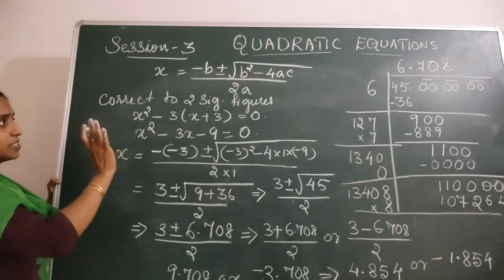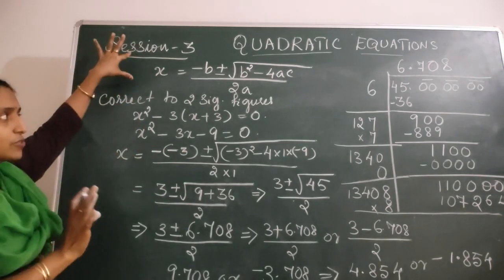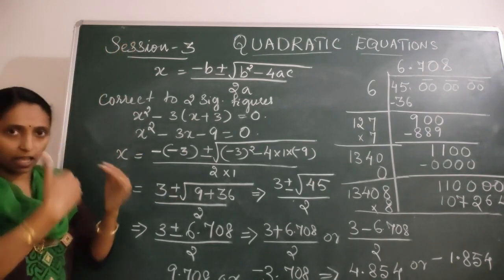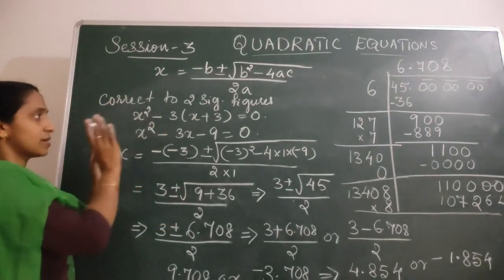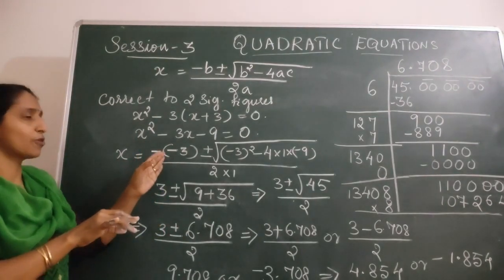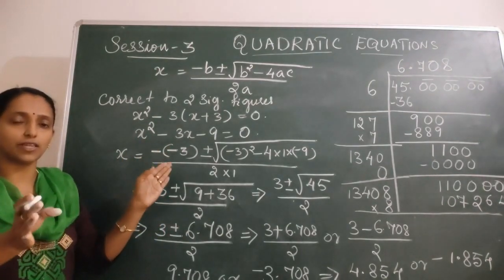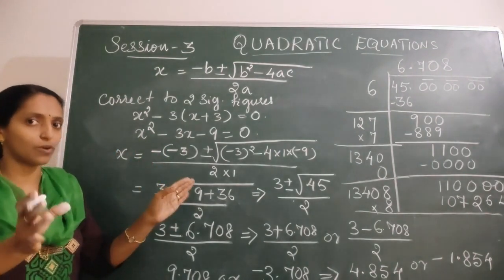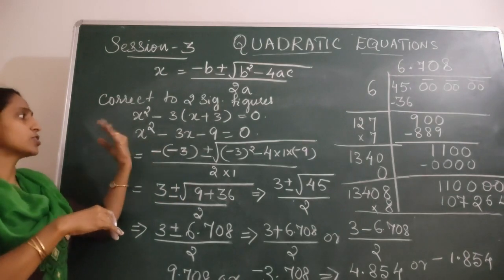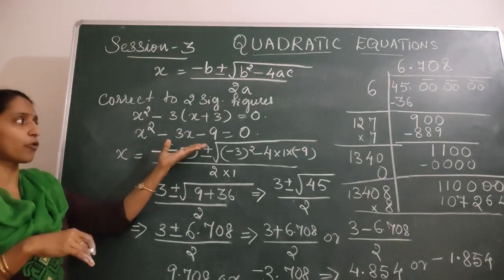So this is the procedure. What to do? First of all, you have to learn the formula perfectly, and if you are having a question, check whether the question is in the standard form. If it is not in the standard form, make the equation in the standard form. Already many times we have discussed the standard form of the equation. So you will make it into the standard form.